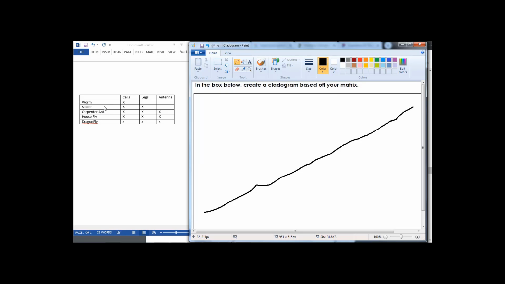All right, we have our character matrix. So we're going to have 1, 2, 3, 4, 5. So we have to have 5 clades. So we're going to start off, and there's our first one, and then second, and third, and fourth, and fifth. Okay, then we're going to go ahead and name these.